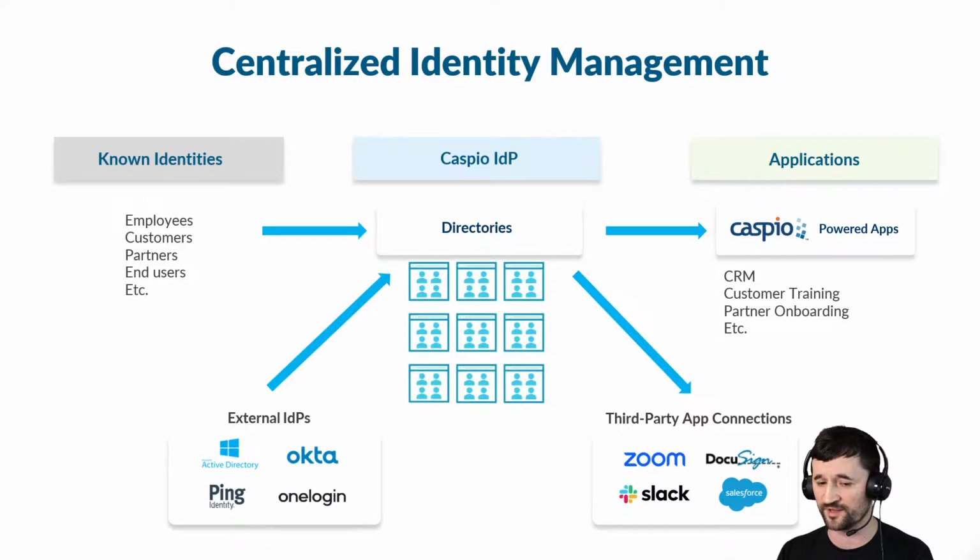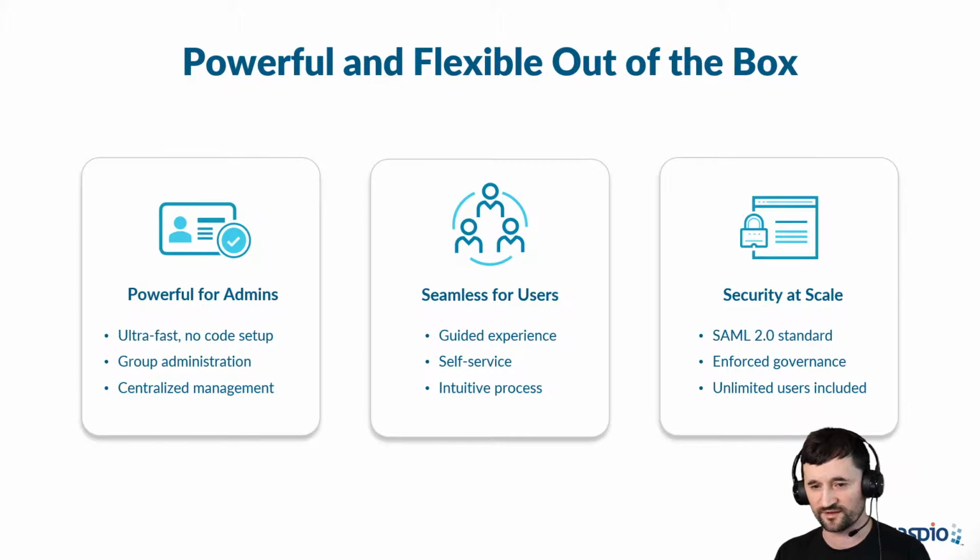And then in the bottom left-hand corner of my screen, you will see external IDPs. So if your organization is using, let's say, Microsoft Active Directory or Azure AD or Okta, you can integrate those external IDPs with your Caspio directories and allow your employees from your organization to log into your Caspio-powered applications. So you can use an external IDP, you can use a Caspio IDP, depending on which preference you have. So it is powerful and flexible out of the box.